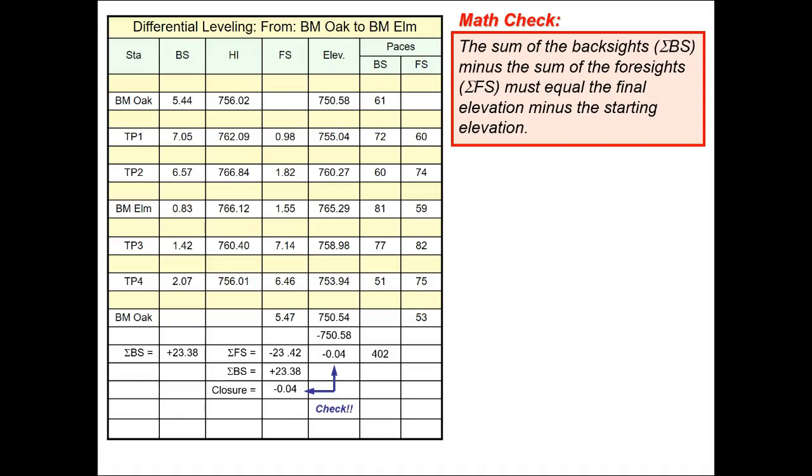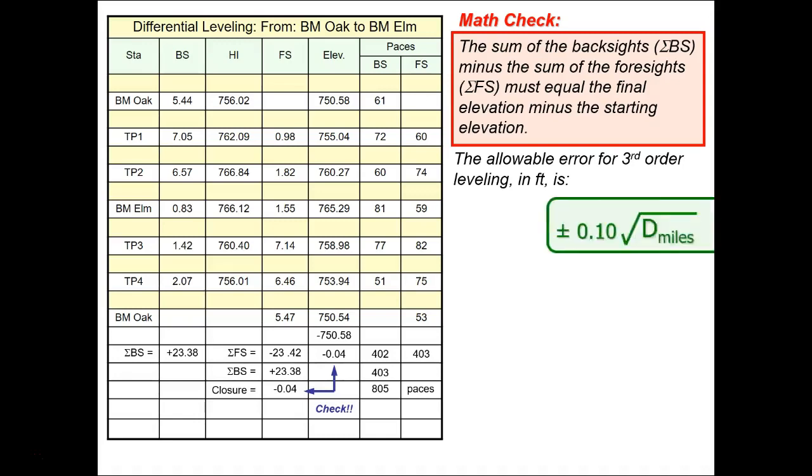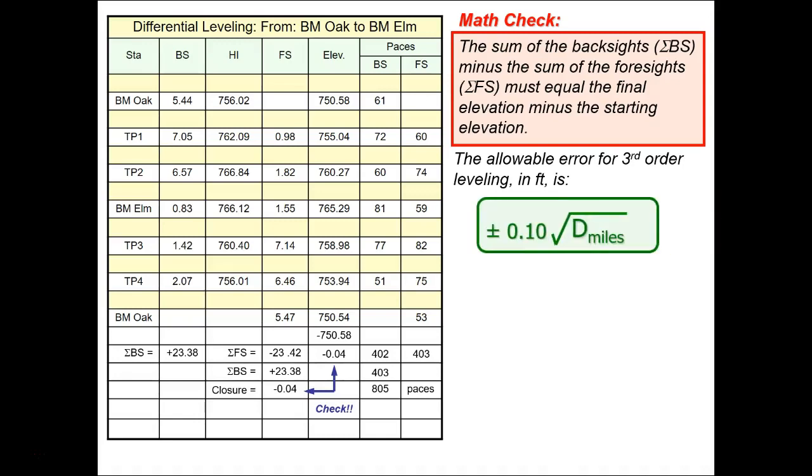That's your first check. We're going to sum up our paces forward and backwards. Are those going to be exactly equal? No, but they ought to be pretty darn close, right? So you can figure out that your total amount of paces, your forward run and your back run, were 805 paces. So that was the total length then of your survey. You can take your pace constant and figure out the length of your survey.